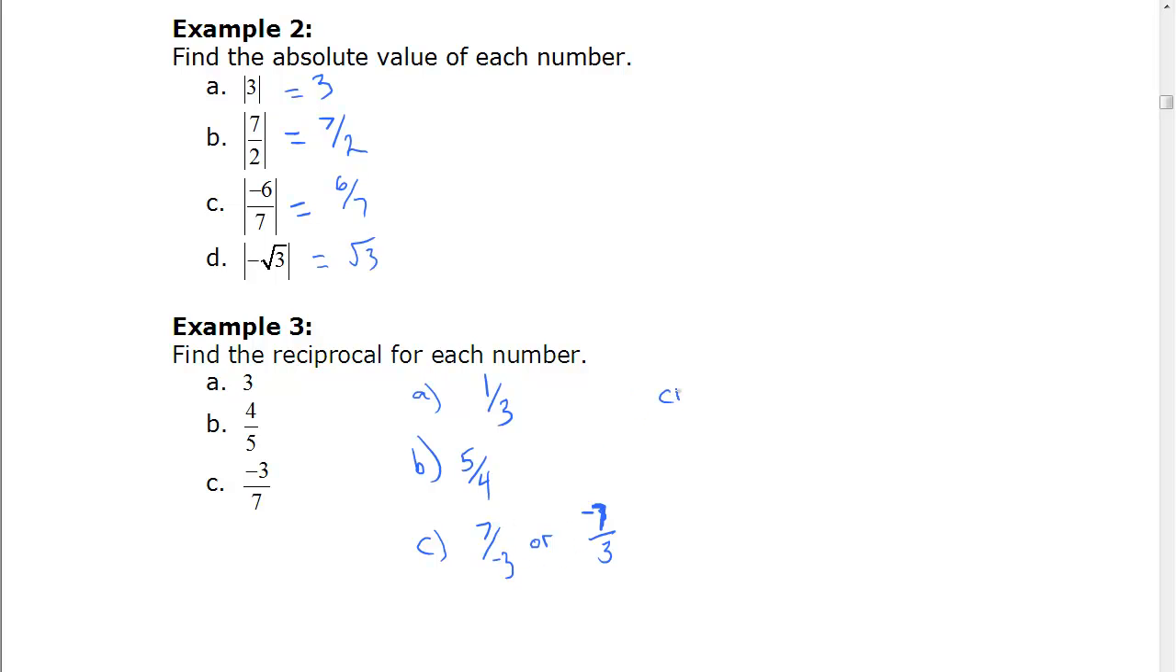If you wanted to check one of these, let's say we wanted to check B, well, we would just multiply. There was our number. We think that 5/4 is the reciprocal. We multiply them together. The answer should be 1. If the answer is 1, then it is the reciprocal. Well, if you're multiplying this, that gives us 20/20, which is 1. So that is the reciprocal.